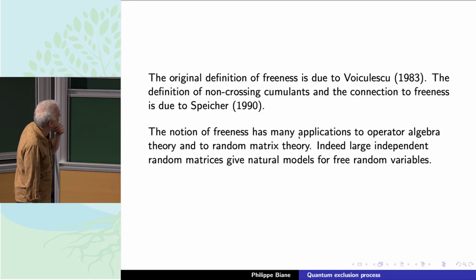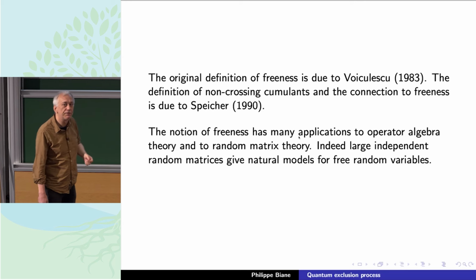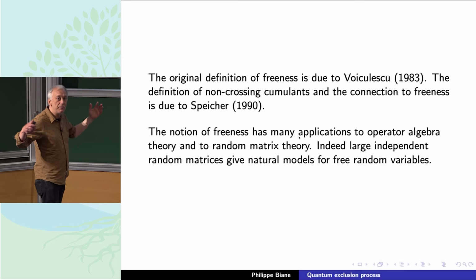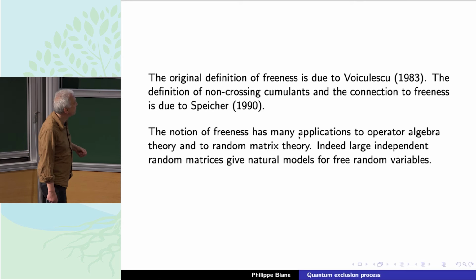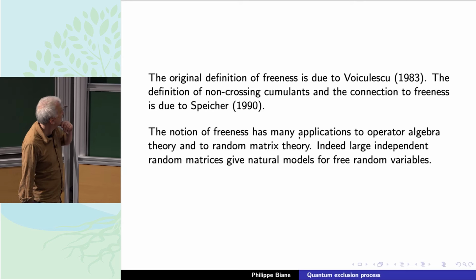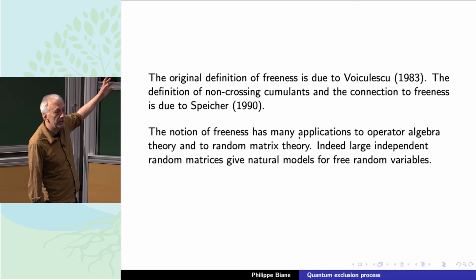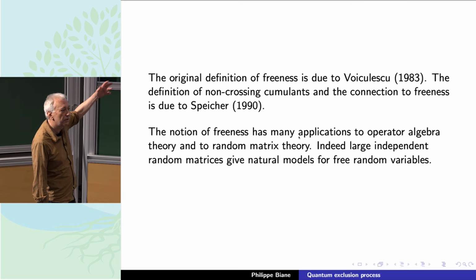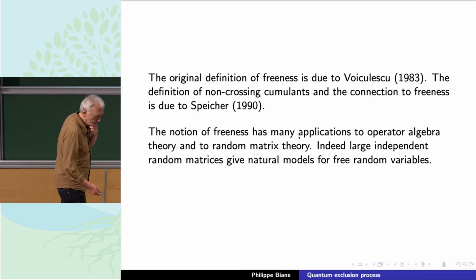Okay. So this has many applications in mathematics, in operator algebras, and also in random matrices. And the reason for that is that if you look at large independent random matrices, for many models of large independent random matrices, when the dimension goes to infinity, they behave as if they were free random variables in some sense. So for this reason there have been a lot of applications of free probability to random matrix theory, in particular to understanding the spectra of random matrices and things like that.